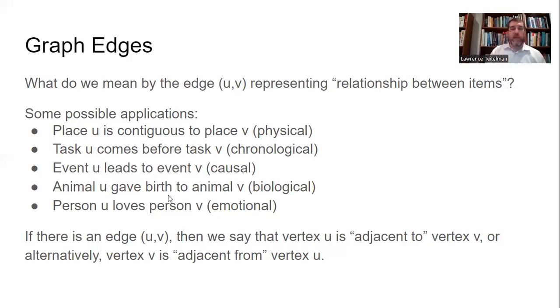You can have biological, that's a kind of causal, it's not exactly cause, but it's a biological relationship, right? So an animal gave birth to another animal. So there is a biological relationship between them. And you can have emotional relationships, right? One person loves another.